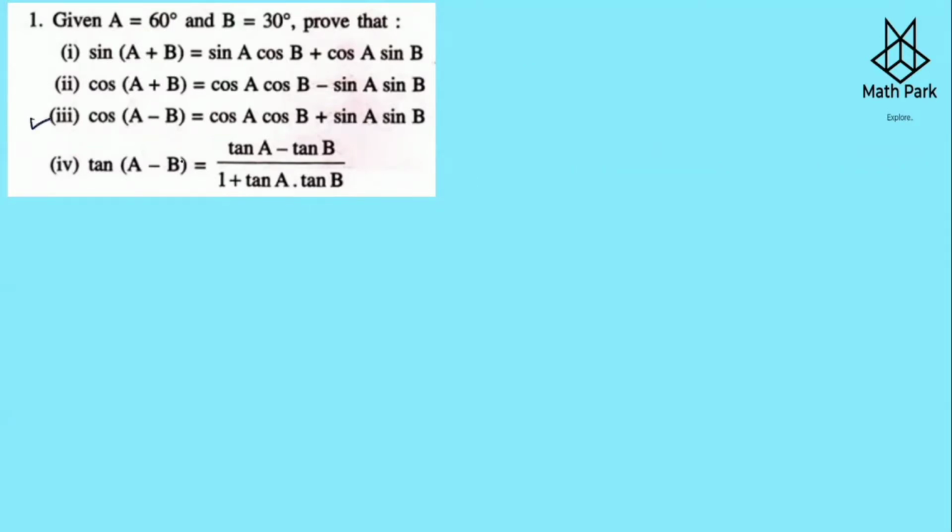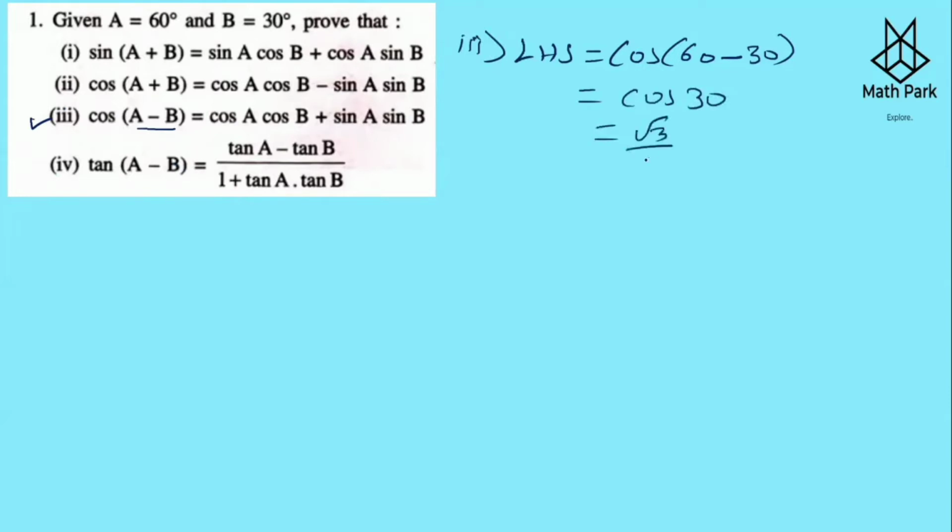Let's start with the third part. Cos (A minus B) is equal to cos A cos B plus sin A sin B. Let us take the LHS of the third part. It is cos (A minus B). So value of A is 60, minus value of B is 30. 60 minus 30 is 30. So we get cos 30, and cos 30 is root 3 by 2.